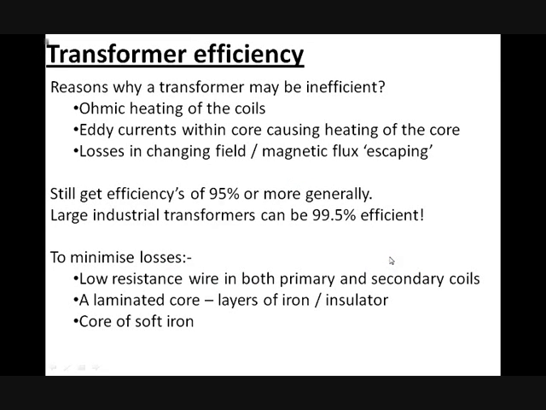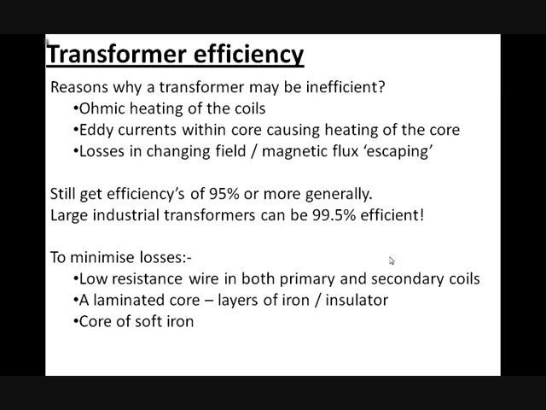So a bit of a summary on efficiency. Why might a transformer be inefficient? 3 reasons and 3 things we can do about it. The coils themselves might heat up, the wires with a current flowing through them, so they've all got a resistance, and that could lead to heating of the wires themselves. Eddy currents within the core, we looked at last session. If you've got eddy currents in the core, then those could cause the actual iron core to heat up, which is something that you won't want.